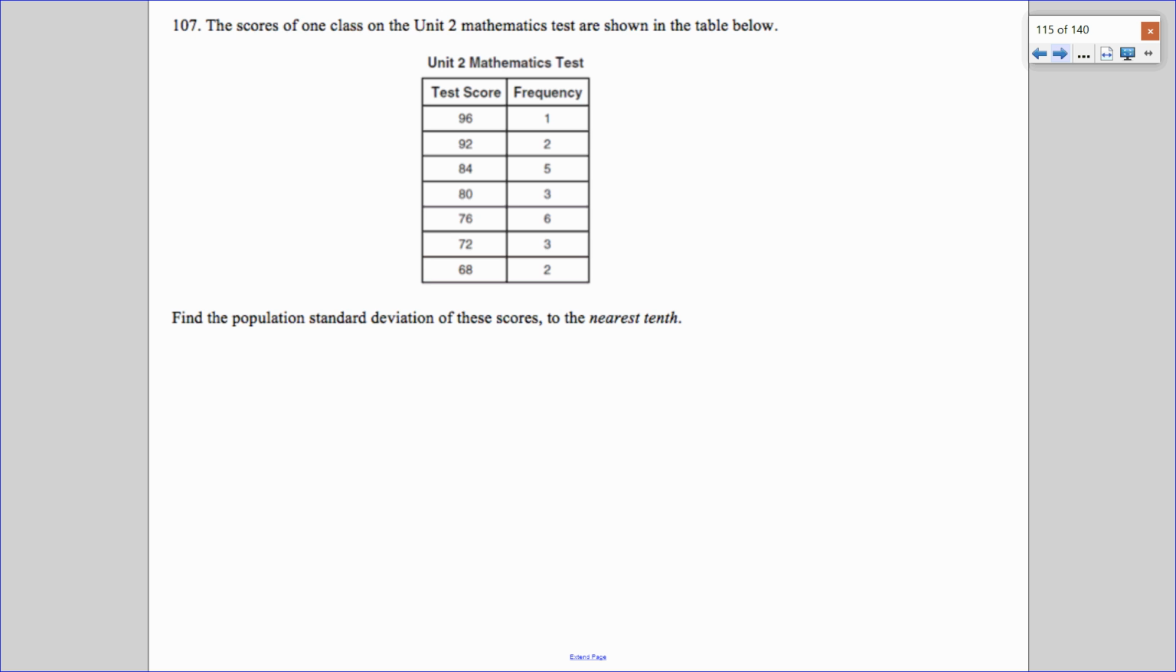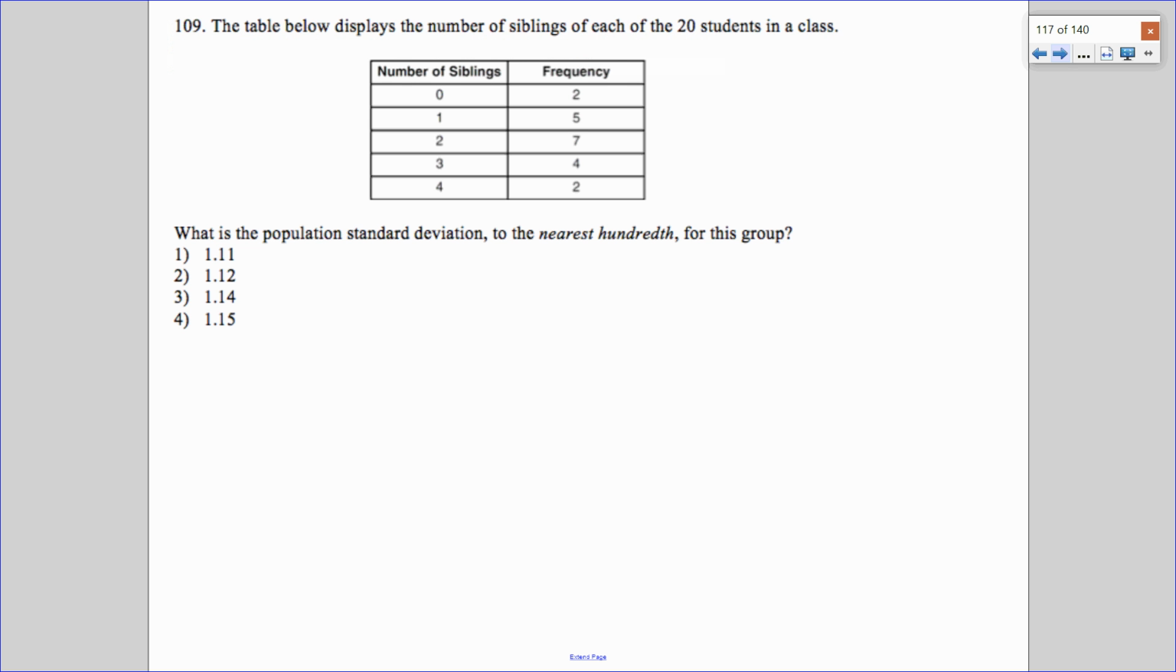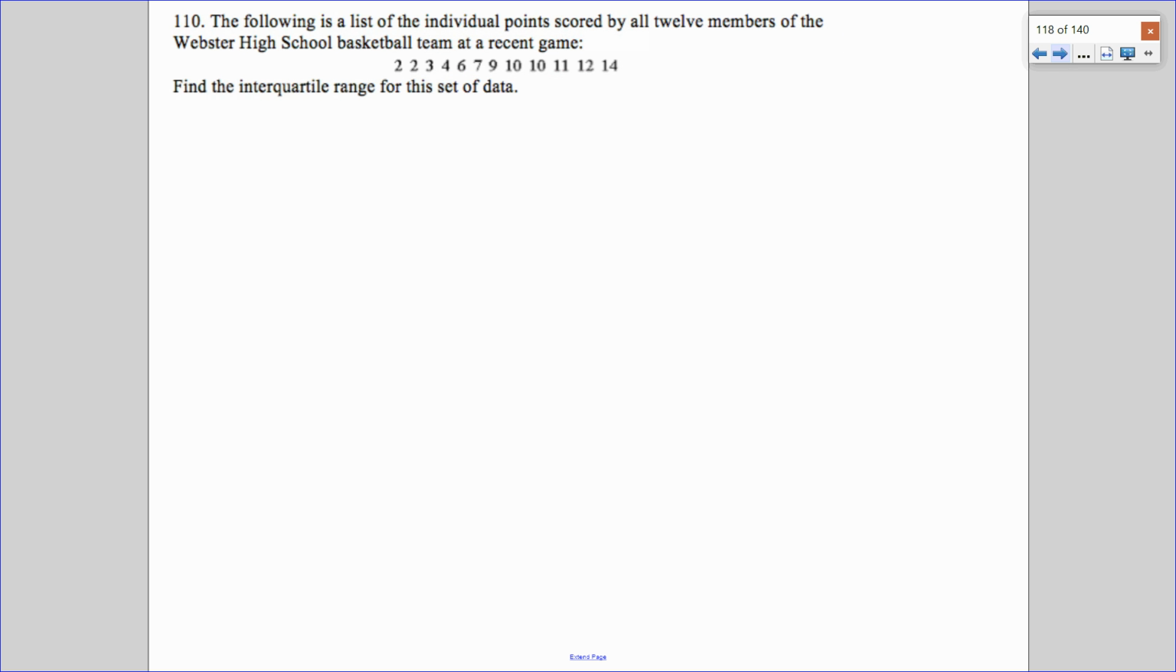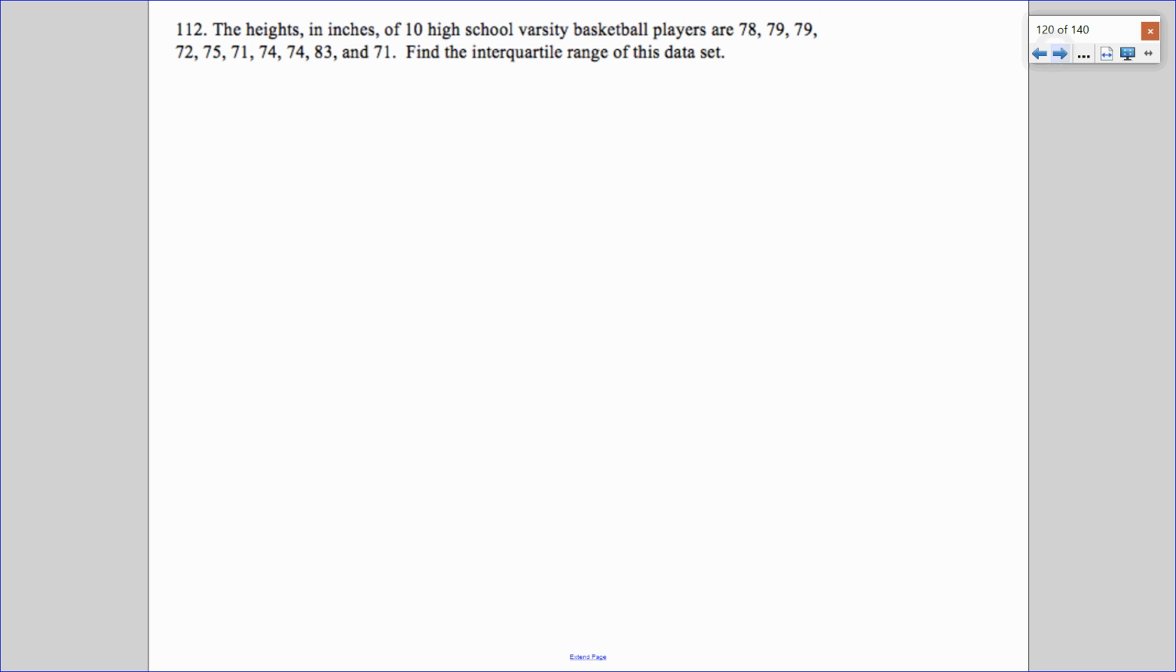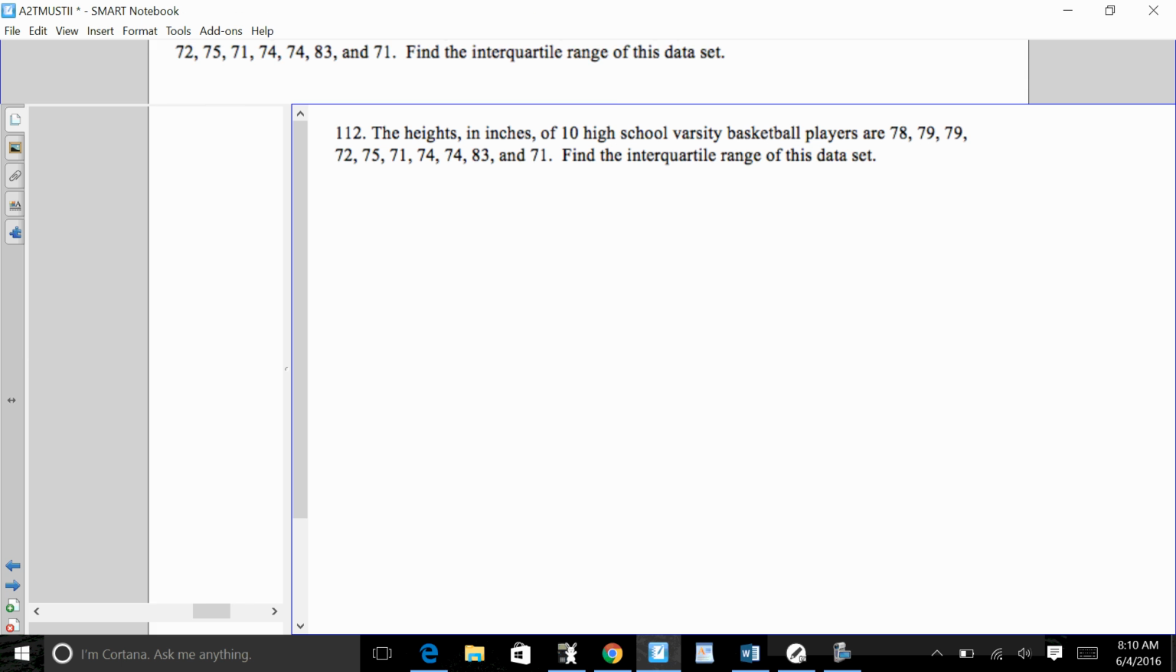I think we are going to, what else do we got here? I think we're up to normal distribution stuff, so we will do that at another point, potentially.